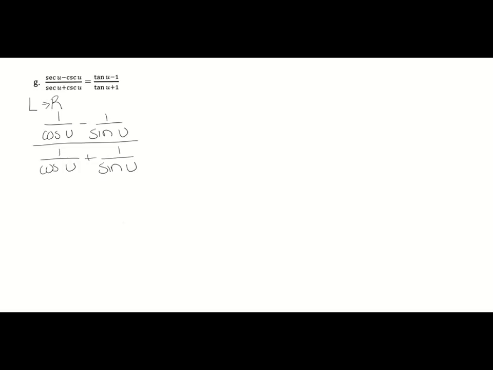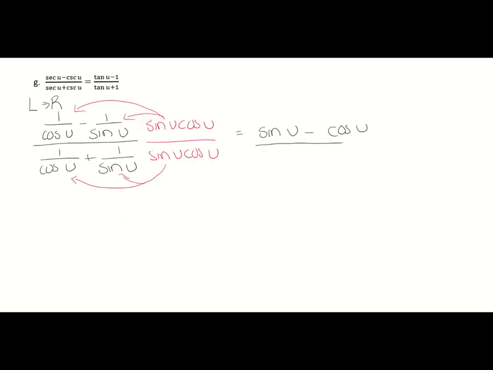So here I'm going to get rid of my fractions, and all the denominators I see is sine u times cosine u, so I'll do it to the bottom and I'll do it to the top. Don't forget to distribute it to both terms here. So this is going to give me, in the first one the cosines will cancel, so I'll get sine. In the next one, the sines will cancel and I'll be left with cosine. And then here sine will be left and cosine will be left.